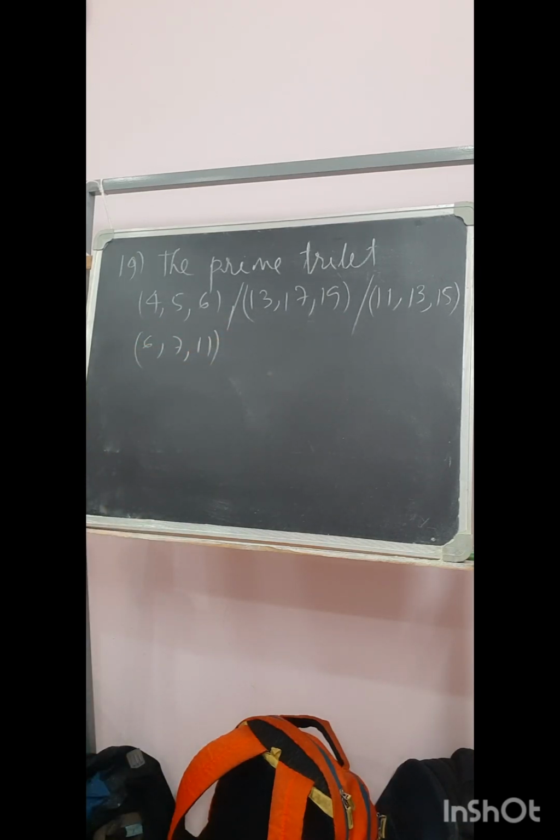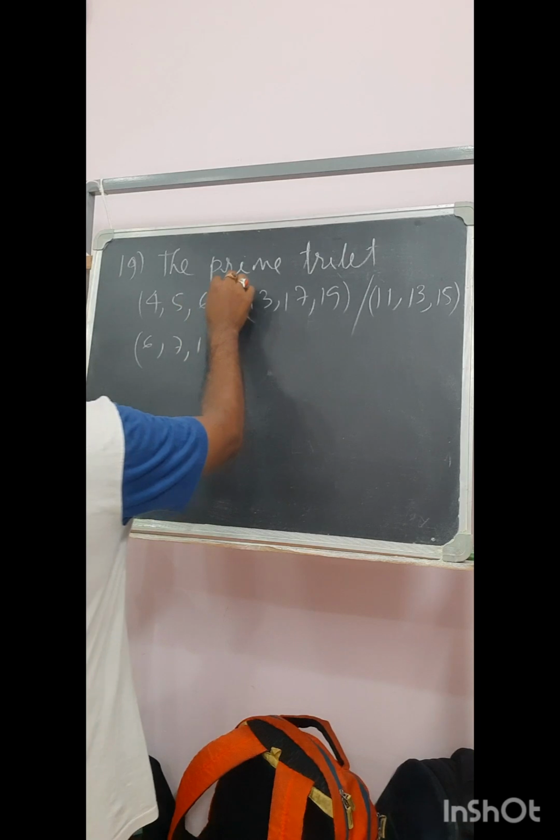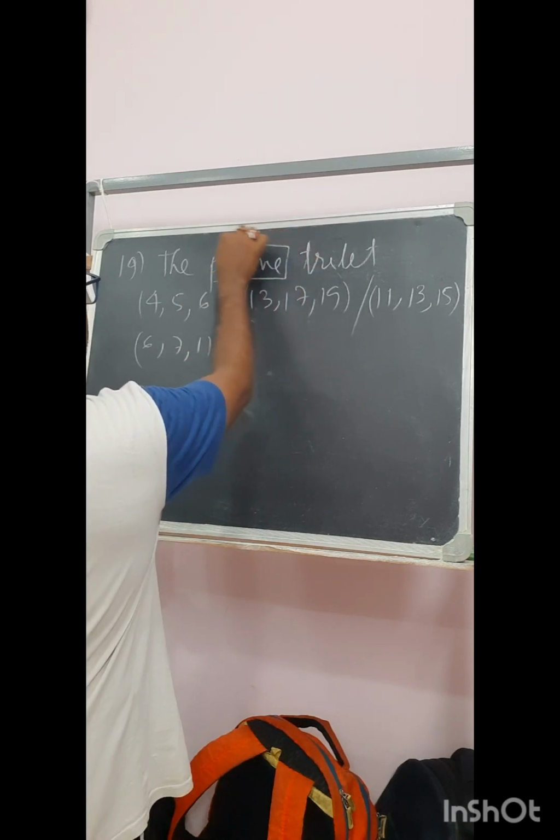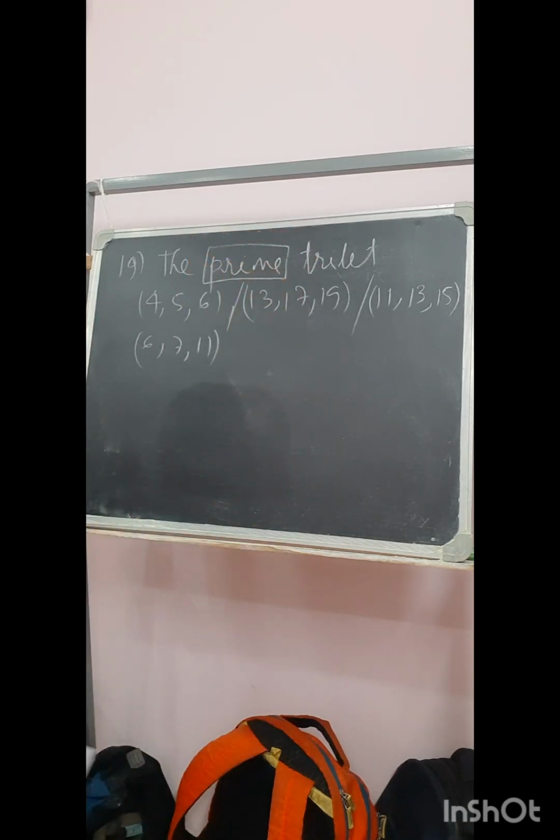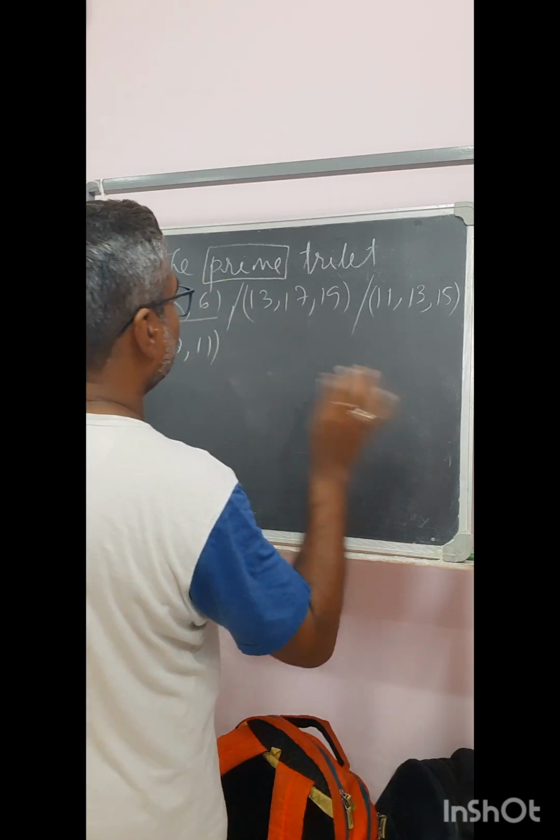So one thing is that first term we have to catch it. The number must be prime. So all the set of numbers which is given must be prime. All three are to be prime. So that is the first.